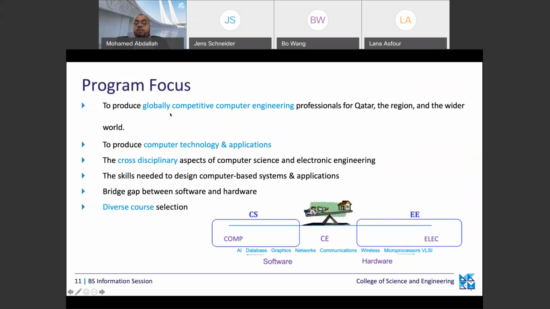So our objective here, the focus of this program, is to produce globally competitive computer engineering professionals for the Qatar region and the wider world, to produce computer technology and application, a cross-disciplinary aspect of both computer science and electronic engineering. And also, you will be able to bridge the gap between software and hardware. Our curriculum is based to cover both of them and make sure that you have a diverse course selection that will enable you to become an excellent computer engineer in the future, inshallah.